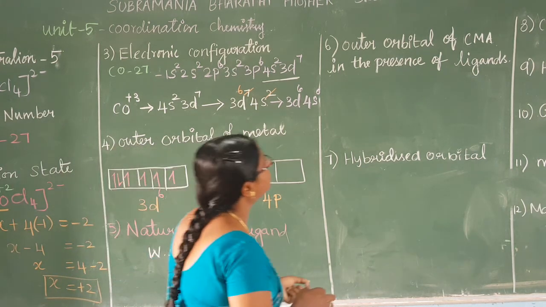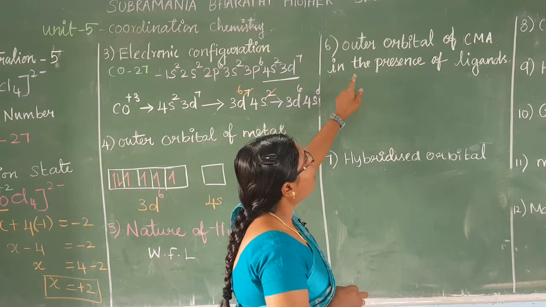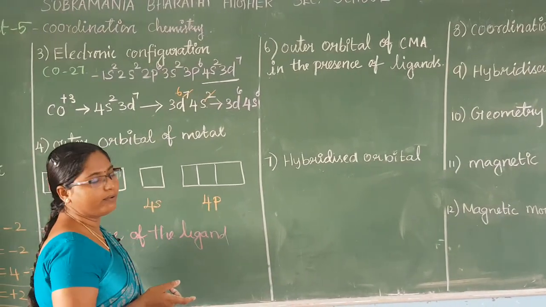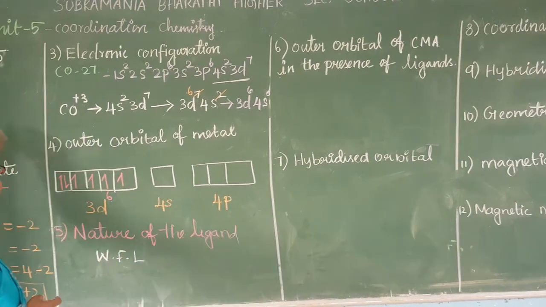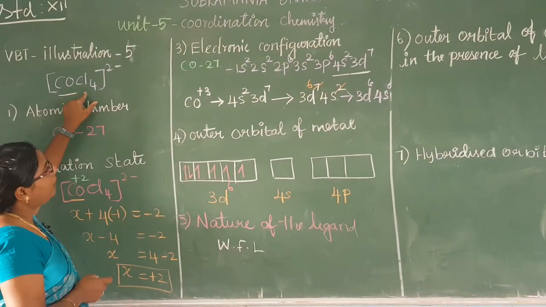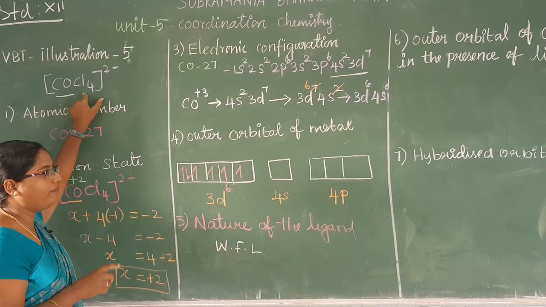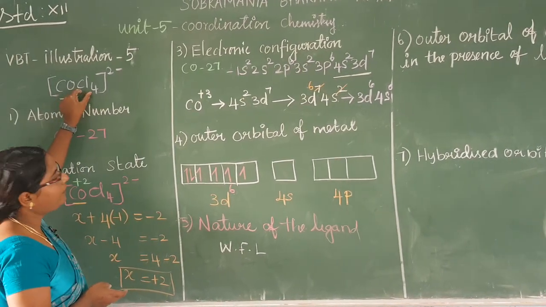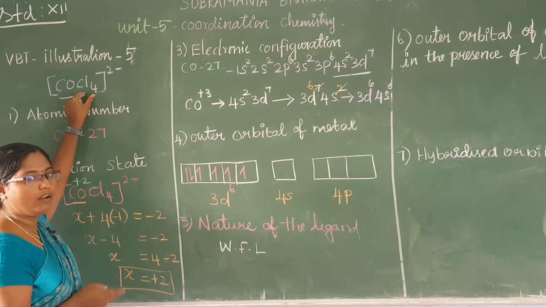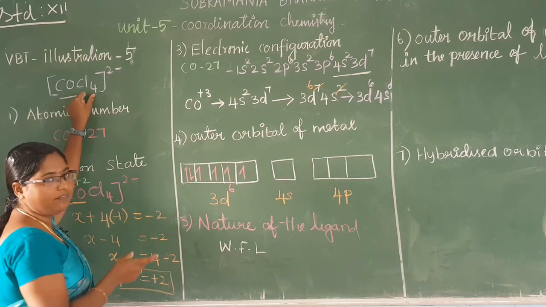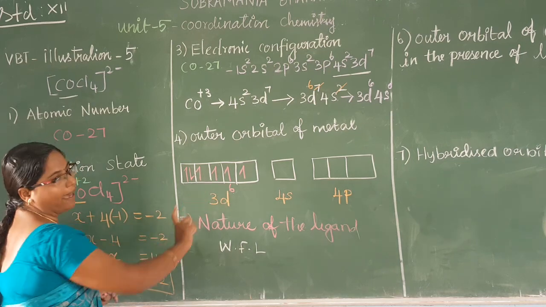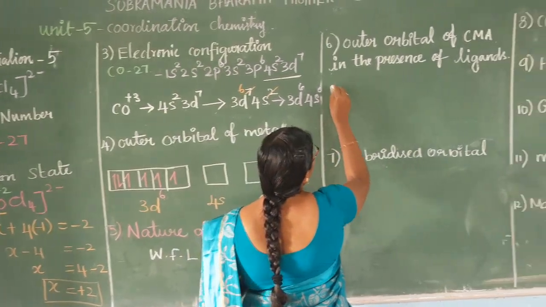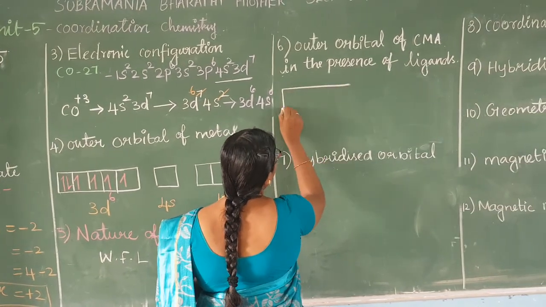And then the next step, I have to write the outer orbital of the central metal atom in the presence of ligand. I have chlorine as a ligand, and I have 4 ligands. Since this is a weak field ligand, you already know that there is no pairing. So let me write the outer orbital of the central metal atom.